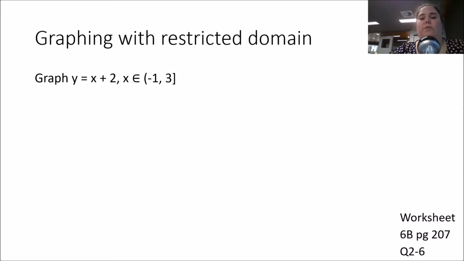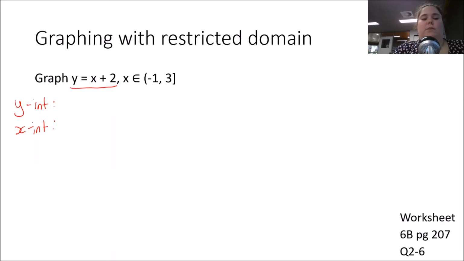All right, so we want to be able to graph with a restricted domain. So we start off the same sort of way. Here I've got a linear graph. In order to graph it, I need a y-intercept and an x-intercept, or at least they're the things we generally find because they're the nice things to find.